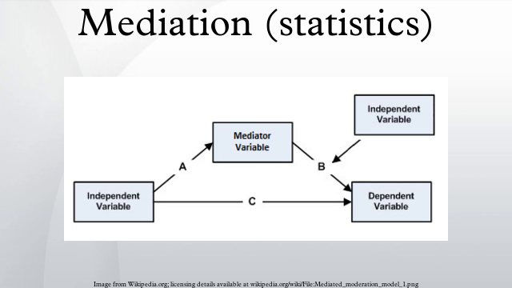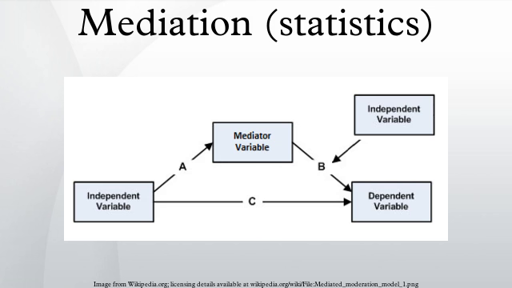Sobel's test. As mentioned above, Sobel's test is calculated to determine if the relationship between the independent variable and dependent variable has been significantly reduced after inclusion of the mediator variable. In other words, this test assesses whether a mediation effect is significant. It examines the relationship between the independent variable and the dependent variable compared to the relationship between the independent variable and dependent variable including the mediation factor.